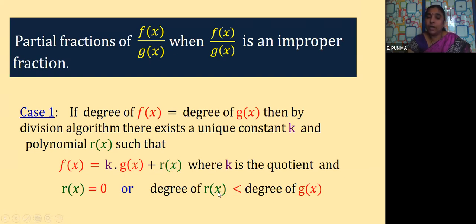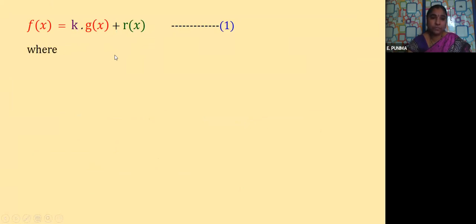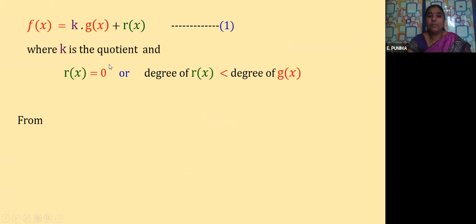So how will that polynomial be? The degree of the polynomial r of x, in the remainder, will be less than the degree of g of x. g of x is the divisor. Yes or not? So let us see with an example what exactly this is. If you see an example, it will be more clear to you. So f of x is equal to k into g of x plus r of x. This we have already seen in the last slide, children, where k is the quotient and r of x is the remainder, where it is 0 or the degree of r of x will be less than the degree of g of x. So from 1, what can you say?